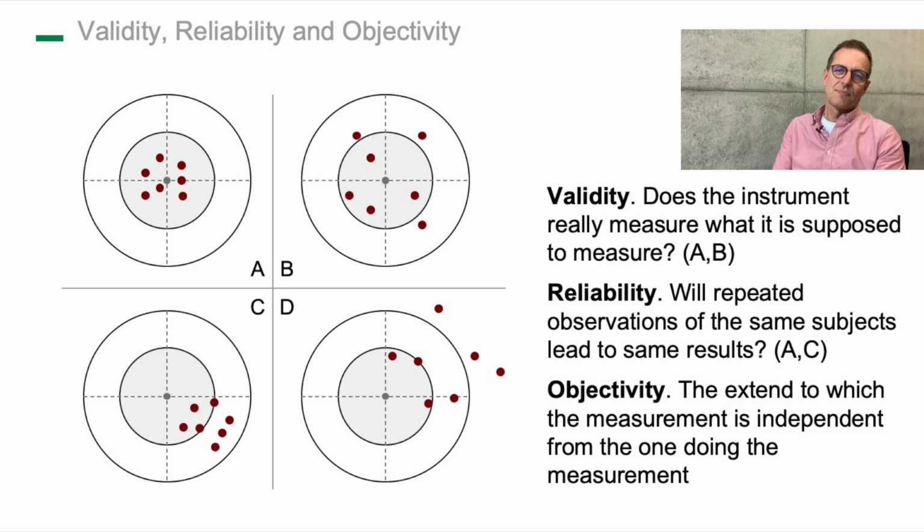Okay? So now, how do we measure these things? In social research, we do not just guess validity. We really want to express this in clear numbers. Okay. And now again, validity.